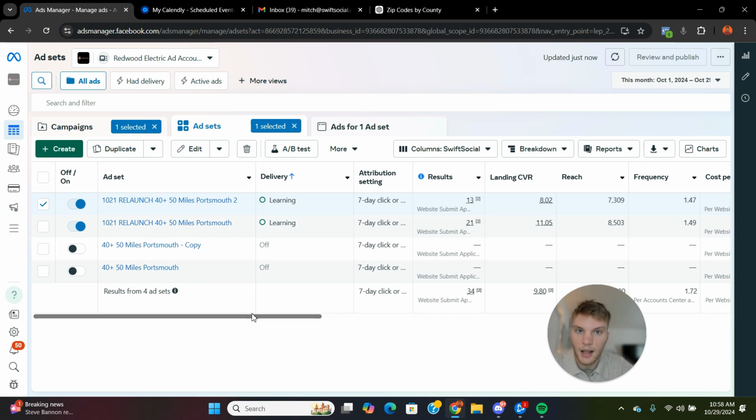So I would do maybe $50 per day. Maybe you could do as high as 60 or something like that, but probably 50 bucks per day is a good rule of thumb per ad set as you're scaling these campaigns, right? And then also a note on that too.